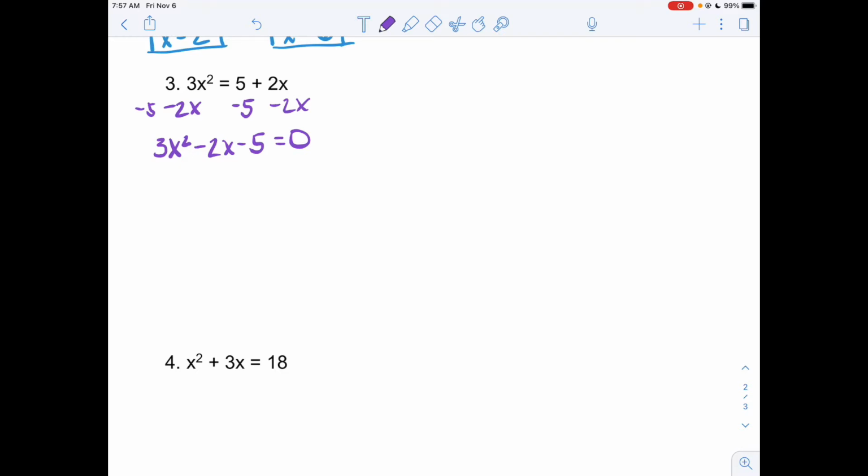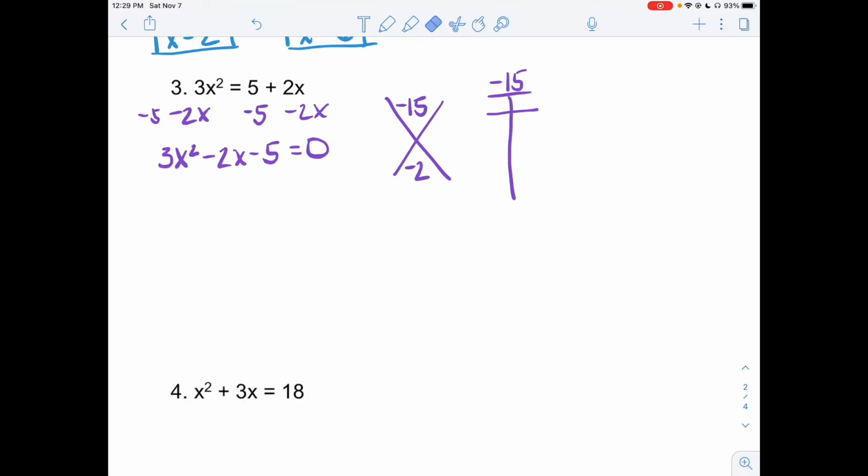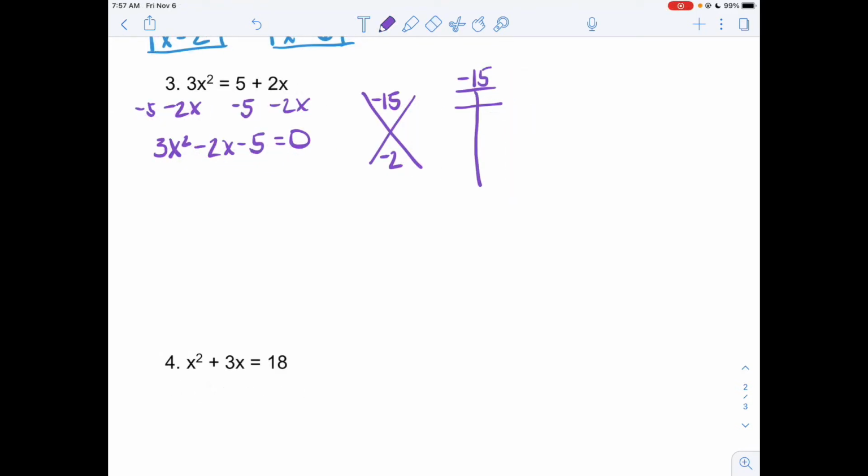I don't have a greatest common factor here, so I can immediately jump to my x puzzle and write my a times c, which is 3 times negative 5, negative 15, and my b term is negative 2. So I'm looking for factors of negative 15 that add to be negative 2. That means that I have one of each sign, a positive and a negative, so that they multiply to be a negative. The negative number must be bigger because I have a negative 2 when adding. So I'm going to write my small term is positive, big term is negative.